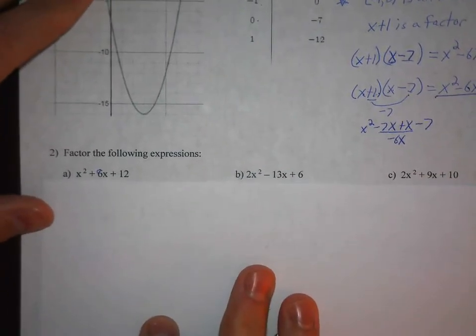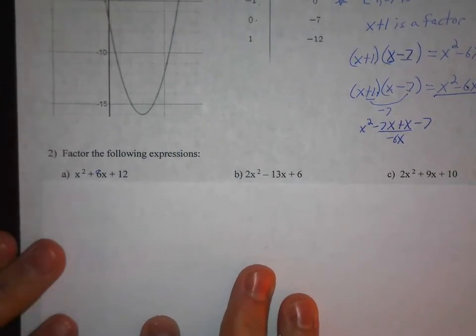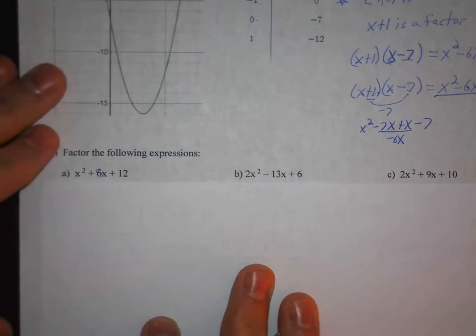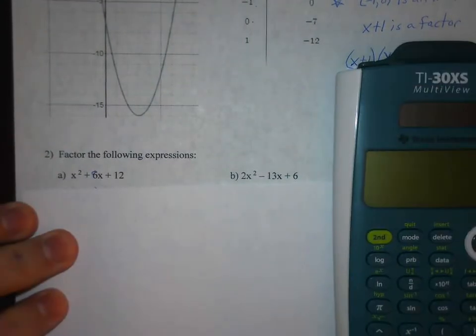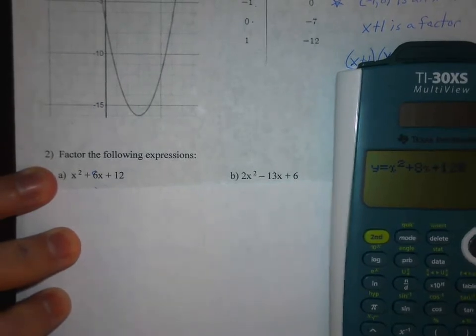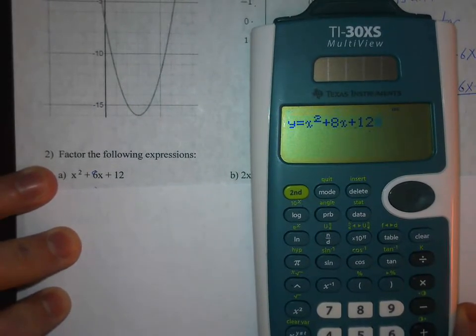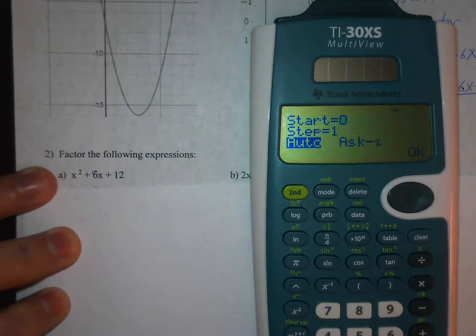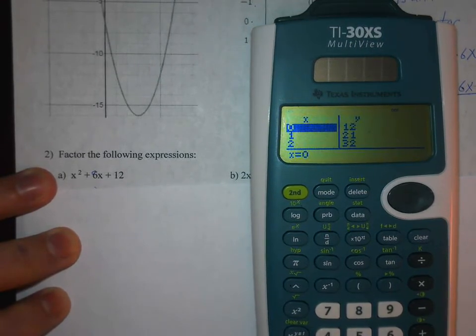So the next one, x squared plus 8x plus 12. Well, in our calculator, we'll put in our function x squared plus 8x plus 12. Press enter, and we don't care where we're starting the table at. Okay, just press enter until we get down to the OK, and our table comes up.